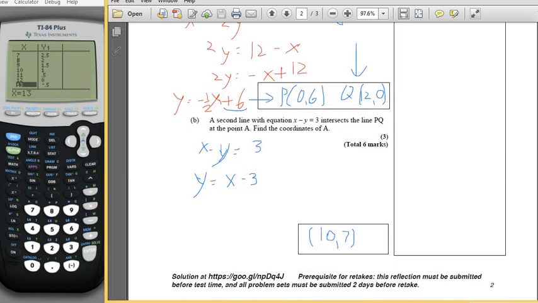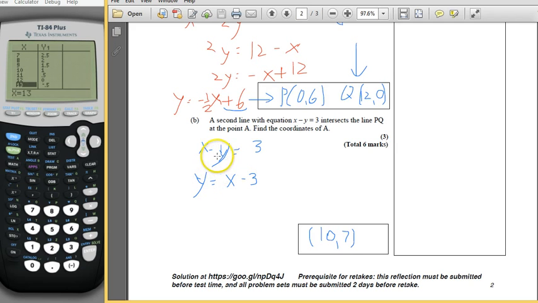Moving on to the next part. It says a second line with equation x minus y equals 3 intersects the line that we were given at point A. Find the coordinates of point A. So if we can just put this line also in the calculator, then we'll be able to find the intersection very easily. So we'll take x minus y equals 3. We're going to rearrange it so that y is on the left with our algebra. Okay, so what you're going to do is add y to both sides. You subtract 3 from both sides, and you'll get x minus 3 on one side, and you get y on the other side.